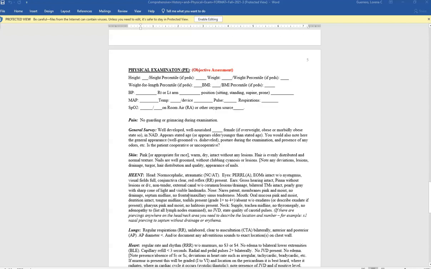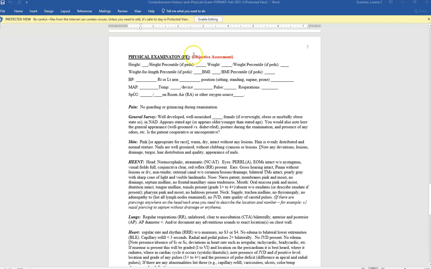Okay, physical examination. What do you need to know? Real important, it's objective assessment. Again, things that you're measuring, you're seeing yourself. You're doing an evaluation of the system, and you're finding these things, right? You're seeing with any of your senses, okay? Height, weight, all of this. This is important. All of this is important right here, okay?